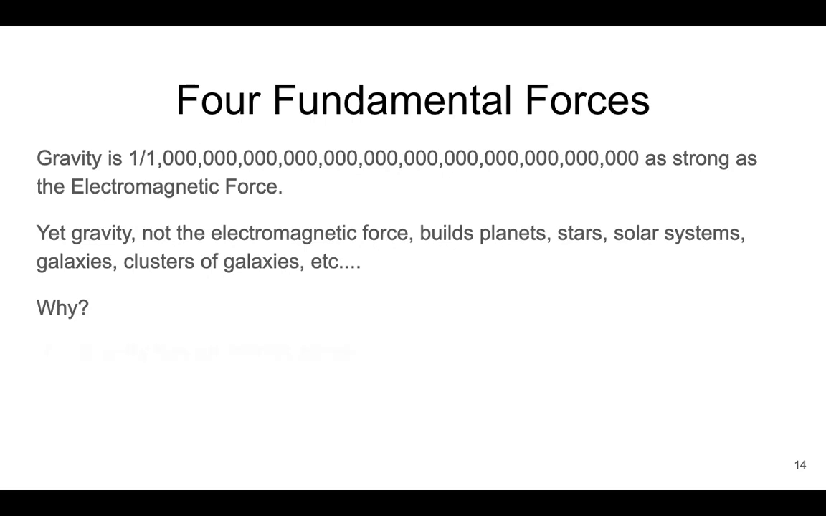So why is this? Well, one thing is gravity has an infinite range. Gravity always acts; any two masses anywhere in the universe are always going to pull on each other. So infinite range, that's good. However, the electromagnetic force also has an infinite range, and the electromagnetic force is many, many times stronger. So why doesn't the electromagnetic force build all the big things?